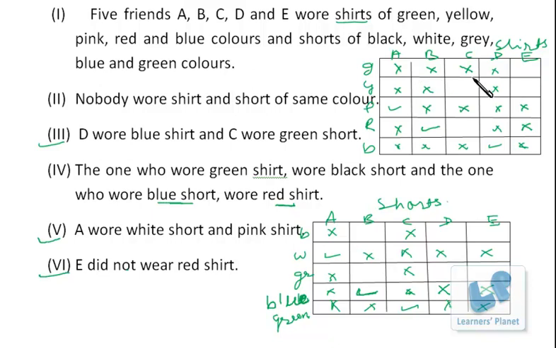Now here we are having 4 crosses. That means the remaining combination is green and E only. So I put a right mark over here. Now the person who is wearing green shirt wore black short. That means E has worn black one. So E and black. This is correct.